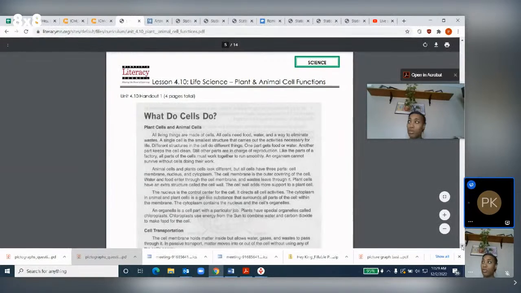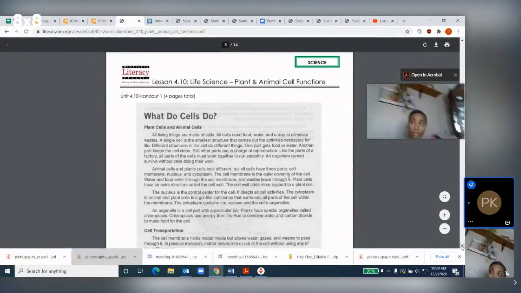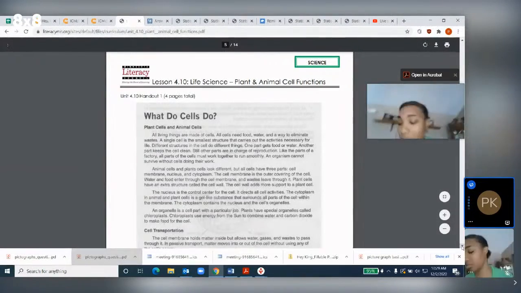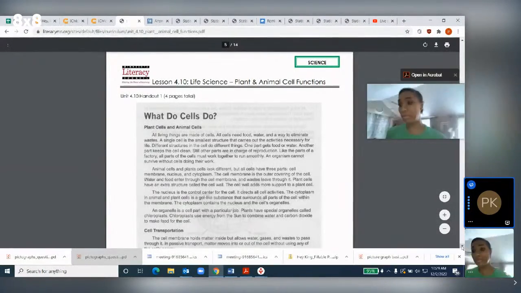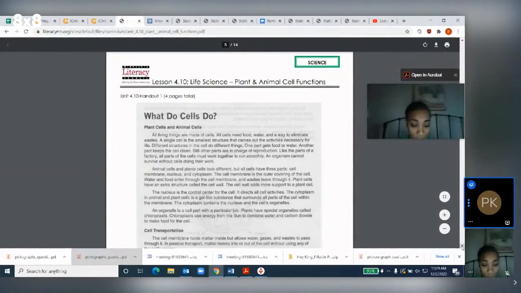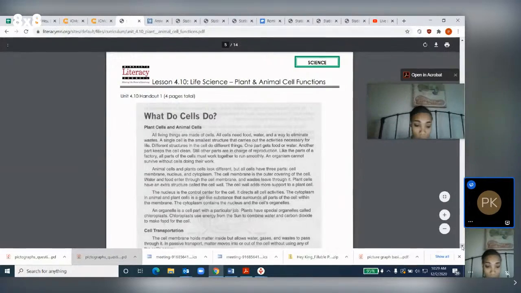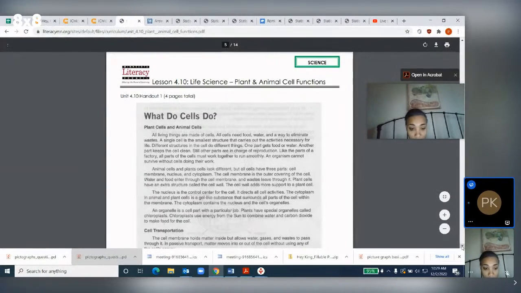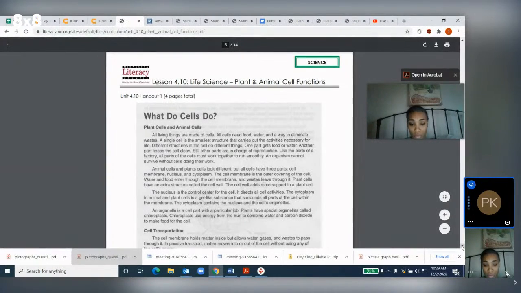So what do cells do? It says all living things are made of cells. All cells need food, water, and a way to eliminate waste. So that's important, you guys. All cells need food, water, and a way to eliminate waste. It says a single cell is a small structure that carries out the activities necessary for life. Different structures in the cell do different things. One part gets food or water. Another part keeps the cell clean. Still other parts are in charge of reproduction. Like the parts of a factory, all parts of the cell must work together to run smoothly. It says an organism cannot survive without cells doing their work.